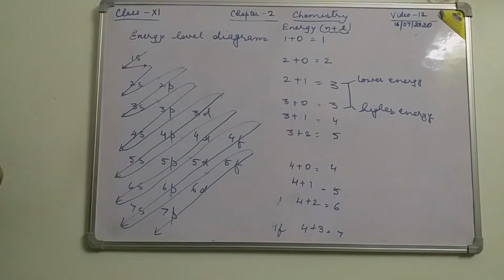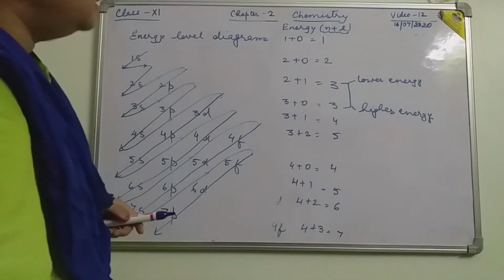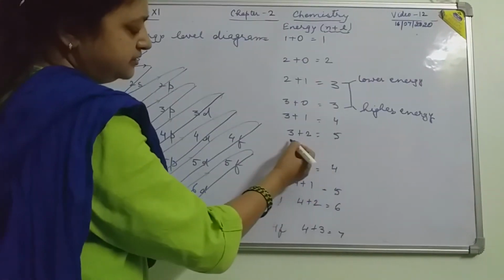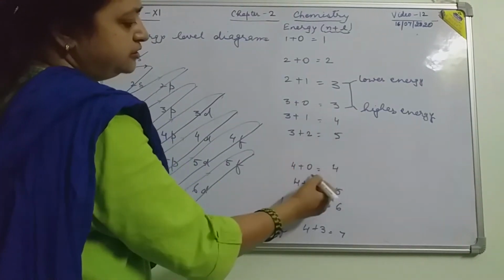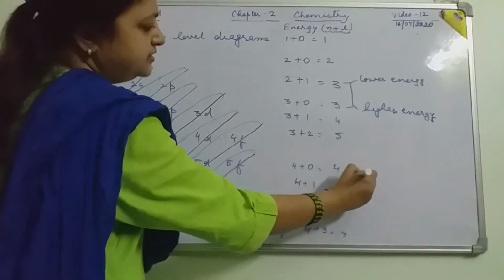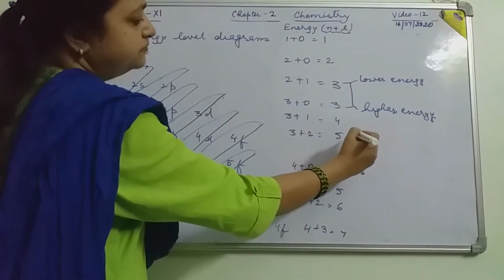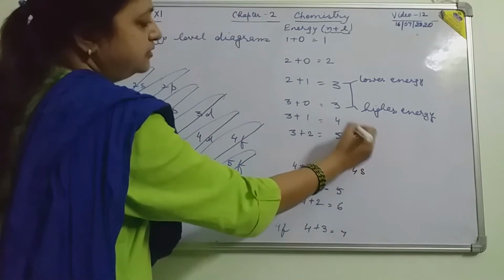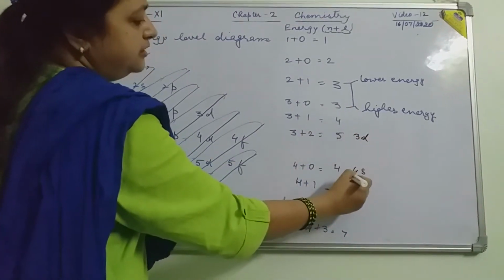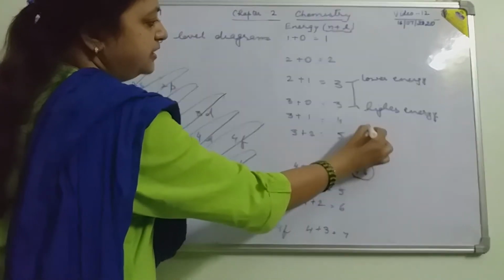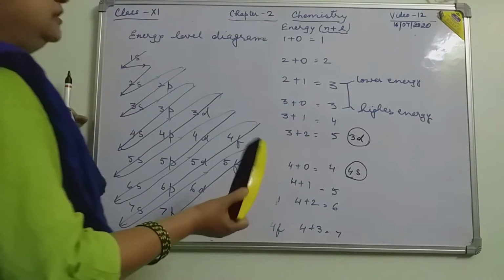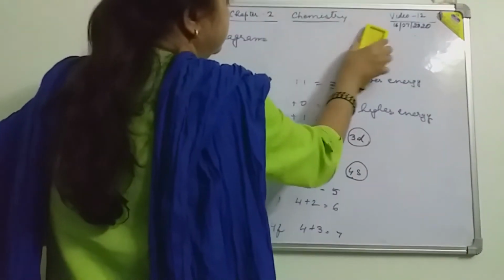We can write these energy levels as we have discussed: this is the 4s orbital and this is the 3d orbital. The energy of the 4s orbital is lower than that of the 3d orbital. So the 4s orbital is filled first, then the 3d orbital.